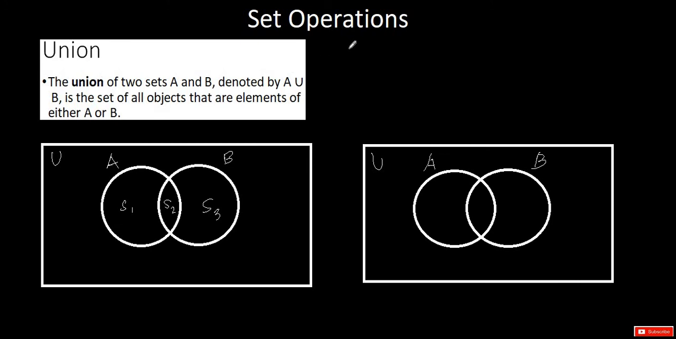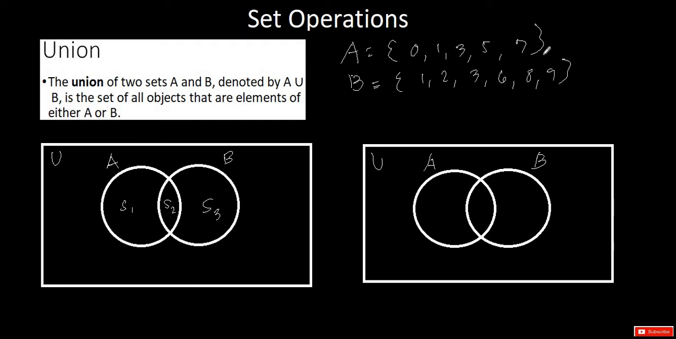Okay, let's have examples. Suppose, for example, we have set A containing the elements 0, 1, 3, 5, and 7. And set B contains the elements 1, 2, 3, 6, 8, and 9. So what are the elements of A union B? Here the elements of A union B are all elements of set A or elements of set B.